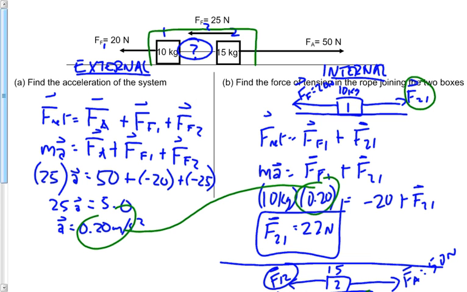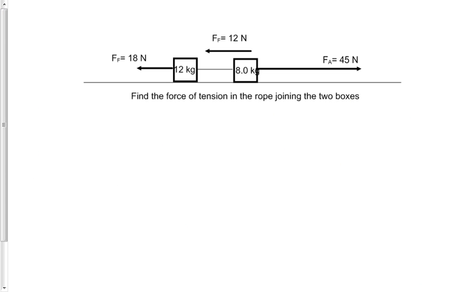Okay? I'm going to leave you here with one question now. Looks the same almost. We want to find the tension in the rope joining these two boxes. In other words, we want to find this force right here that acts right here. Remember to break it down into two sections: the whole system, and then inside the system, the external and the internal. Let's see what we can get there, okay?